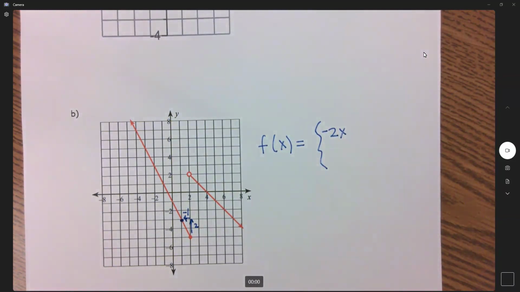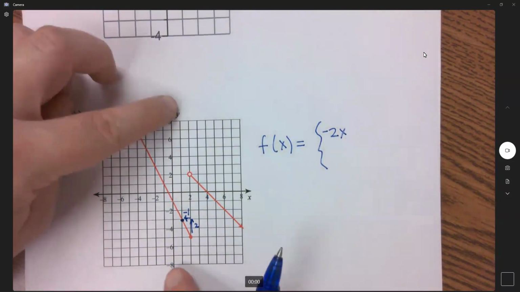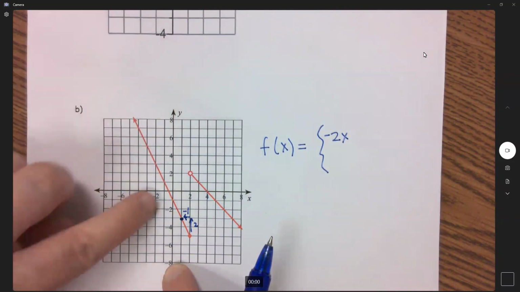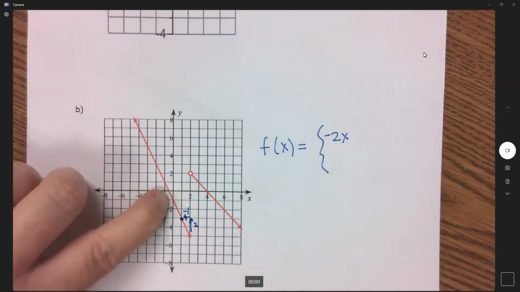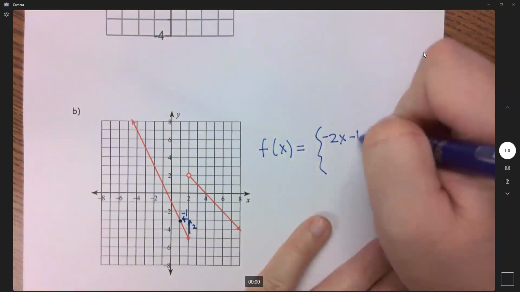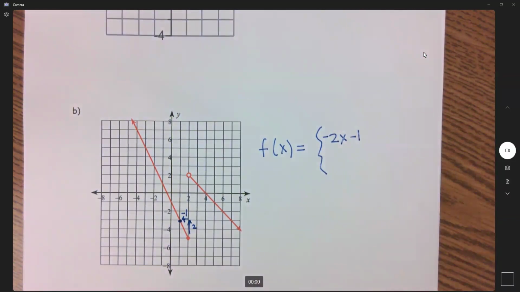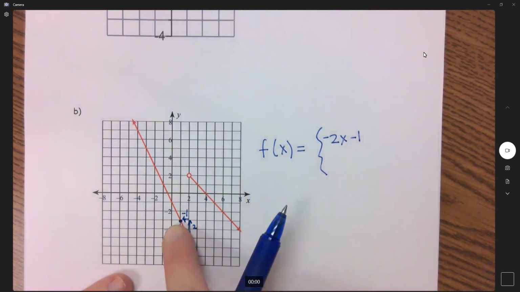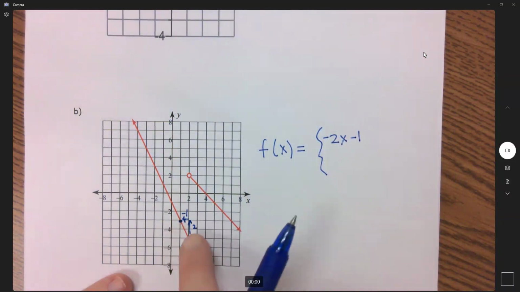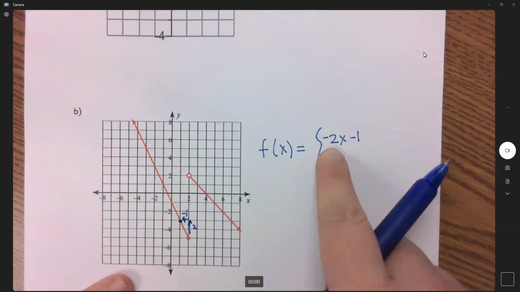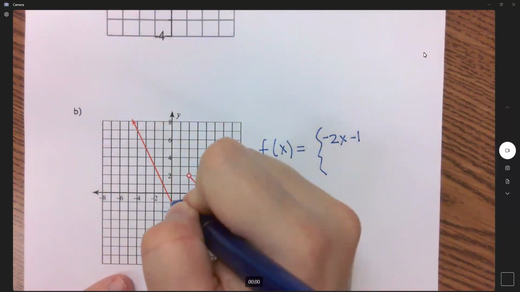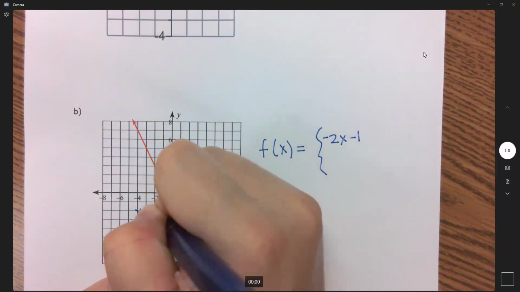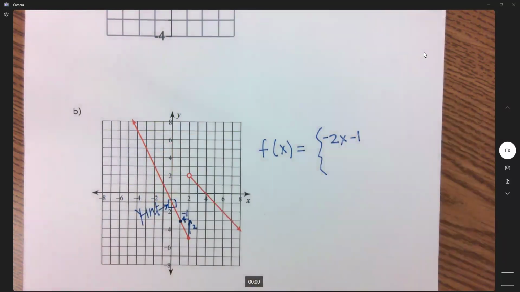And then this time we do have a y-intercept. Where is this graph crossing that y-axis? And it's right here at -1. And so slope up 2 over -1. 2 over -1 is -2. And then it's crossing the y-axis at -1.